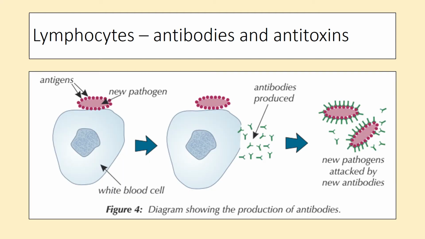And this is just a visual diagram of what we've just discussed. So what we've got is the production of antibodies. Your white blood cell will detect a new pathogen. Remember, antigens are just proteins on a pathogen surface. So your white blood cell, specifically lymphocytes, will produce antibodies that will actually bind to the antigens on a pathogen surface.